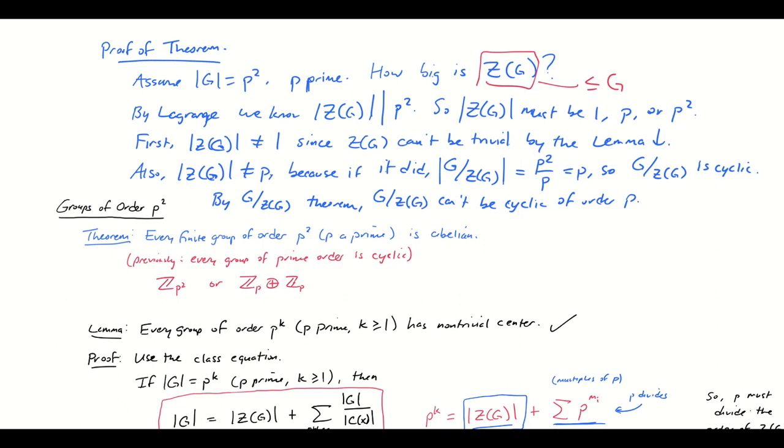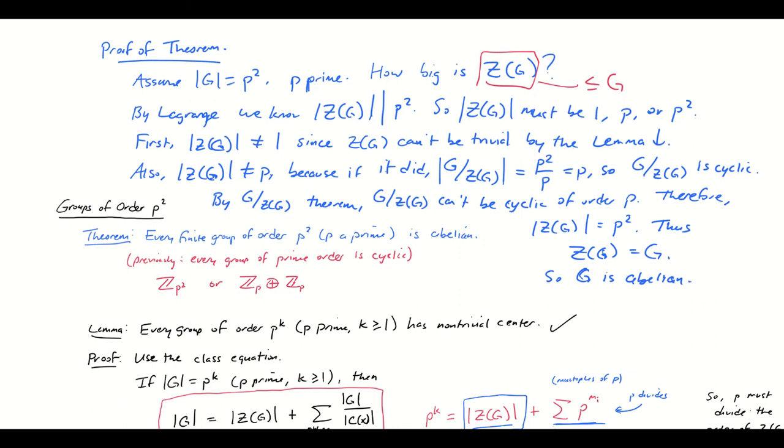So what does that leave? Therefore, the order of the center has to be P squared. And thus, the center contains every single thing in G, which means G is, after all, abelian.